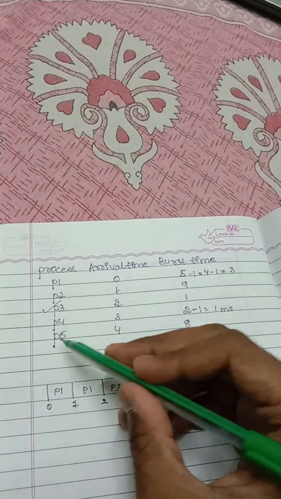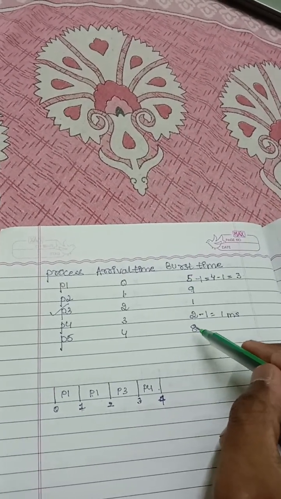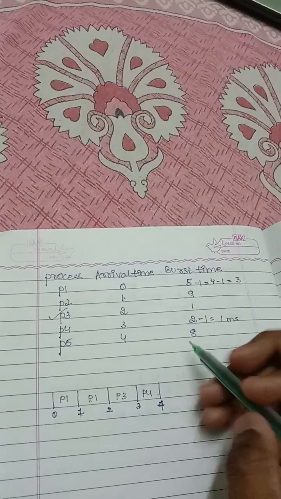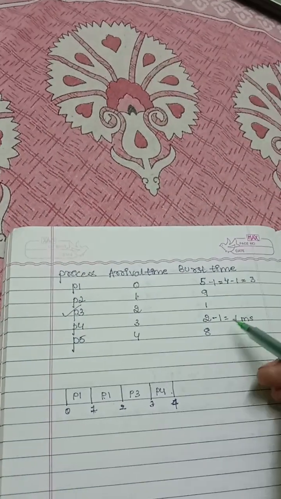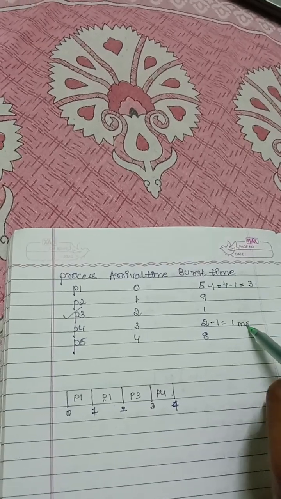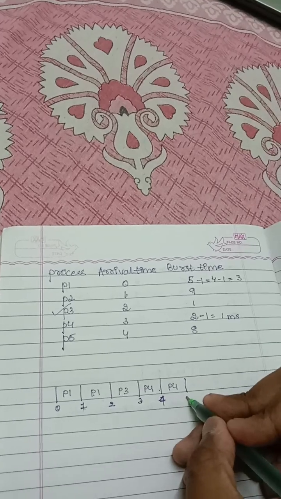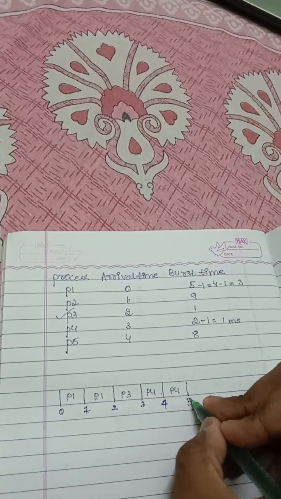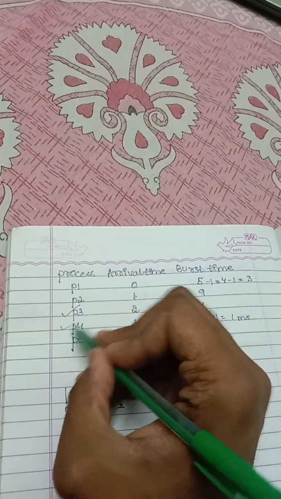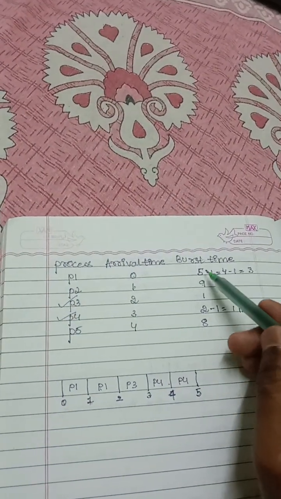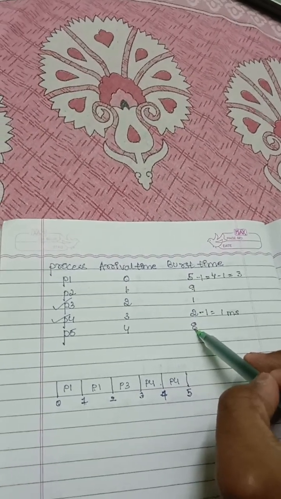Similarly, P5 has also entered the ready queue. Now all the processes have entered the ready queue. Now among these 4 processes P1, P2, P4 and P5, P4 again has the shortest job, 1 millisecond. Give 1 millisecond to the CPU and give one burst, that is 5 milliseconds. P4 job is completed. Now the remaining processes are P1, P2 and P5.